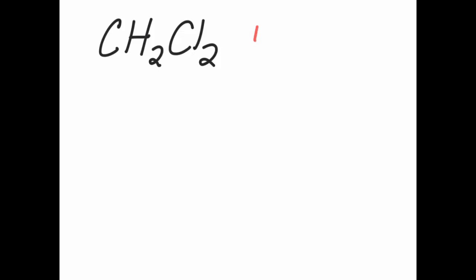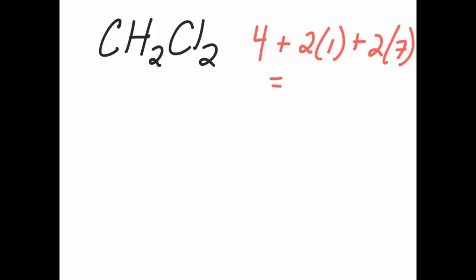Our next molecule is CH2Cl2. We can add up the valence electrons. 4 come from the carbon. Each hydrogen contributes 1, and each chlorine contributes 7. So that gives us a total of 20 valence electrons.